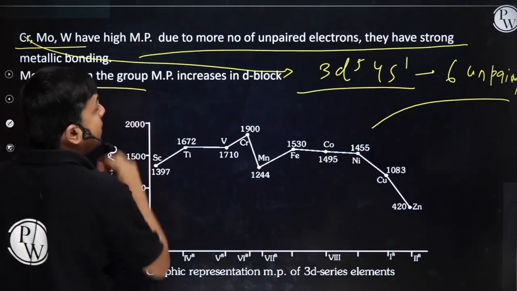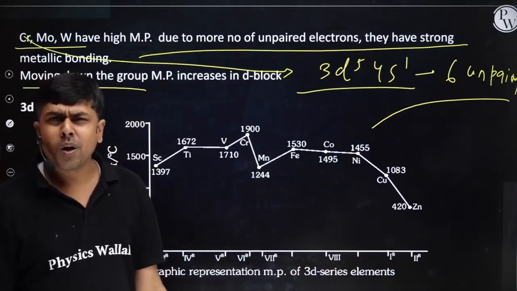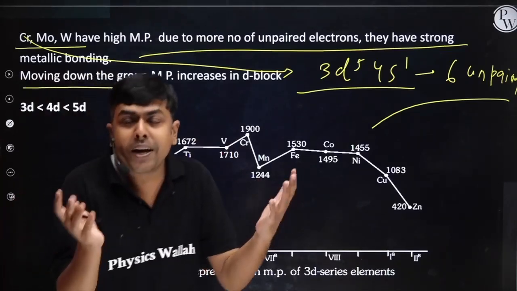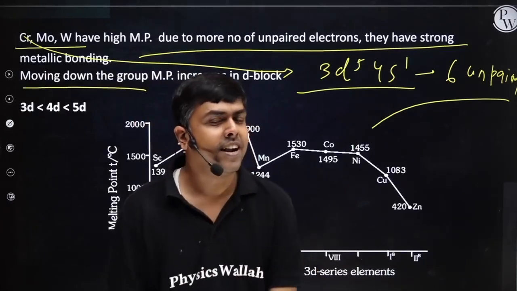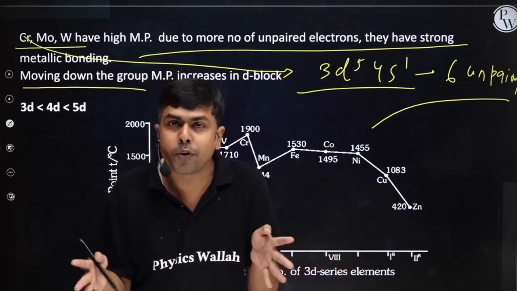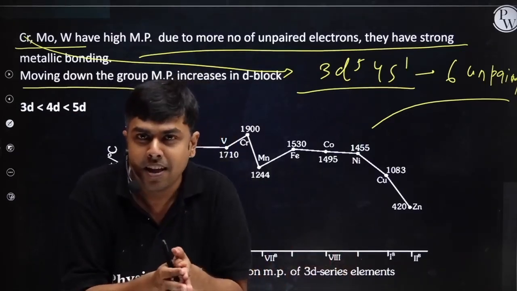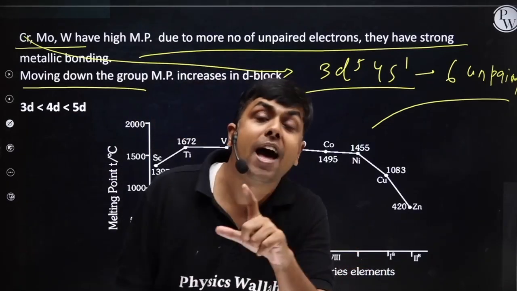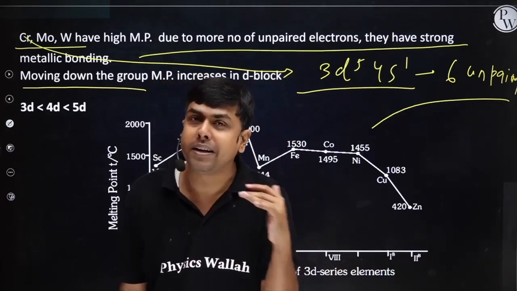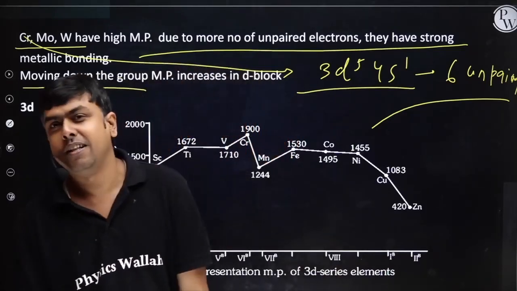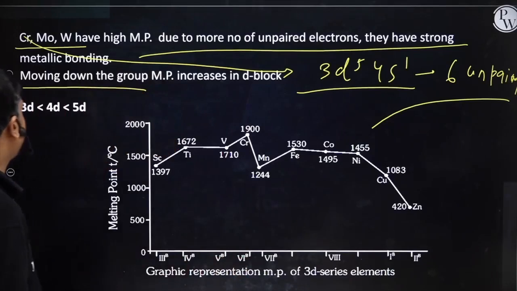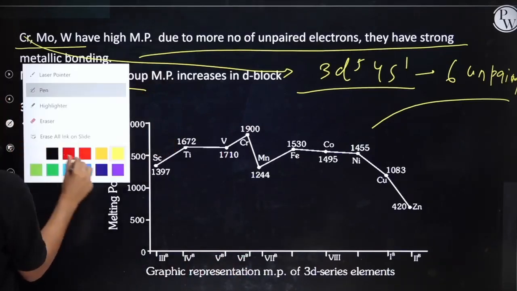Moving down the group, melting point increases. Why? Because as we move down the group, atomic radii increases, molecular weight increases, so London force will increase, right? Intermolecular force of attraction will increase, and melting and boiling point also depend on intermolecular force of attraction. Higher is the intermolecular force of attraction, higher will be the melting point. So 4d elements will have higher melting point as compared to 3d elements, right? And 5d even higher, right, students? Okay, so this is the trend of melting point.